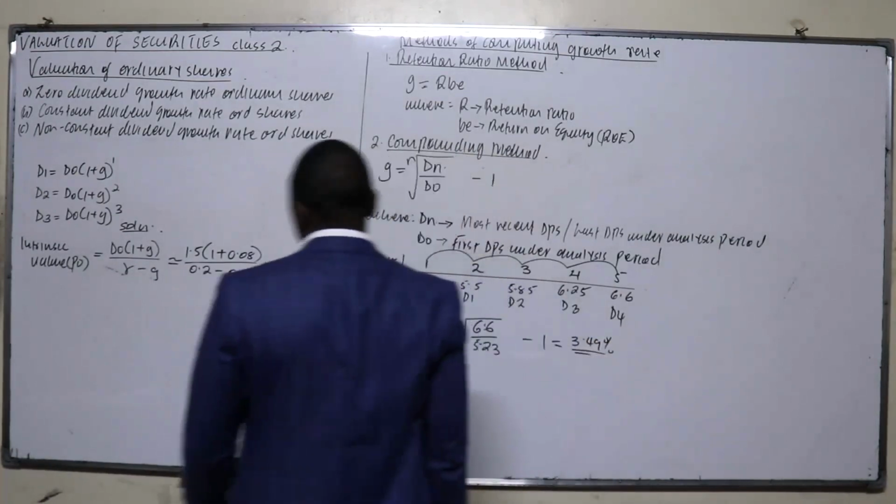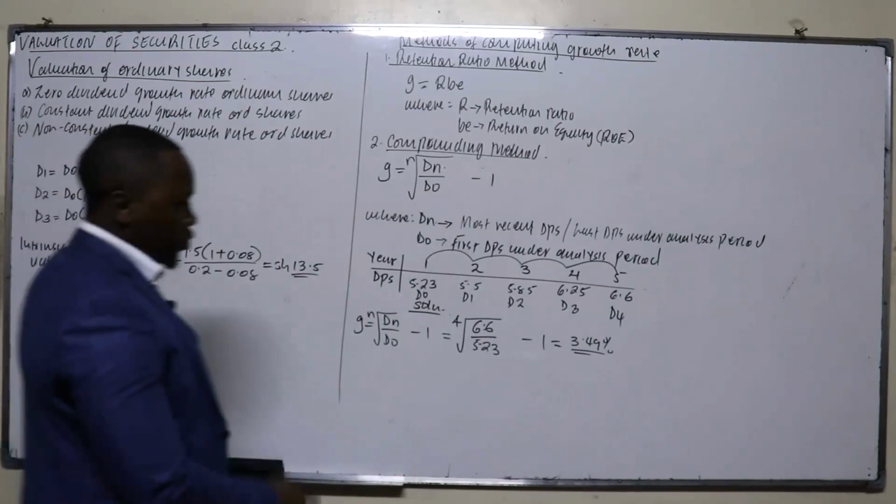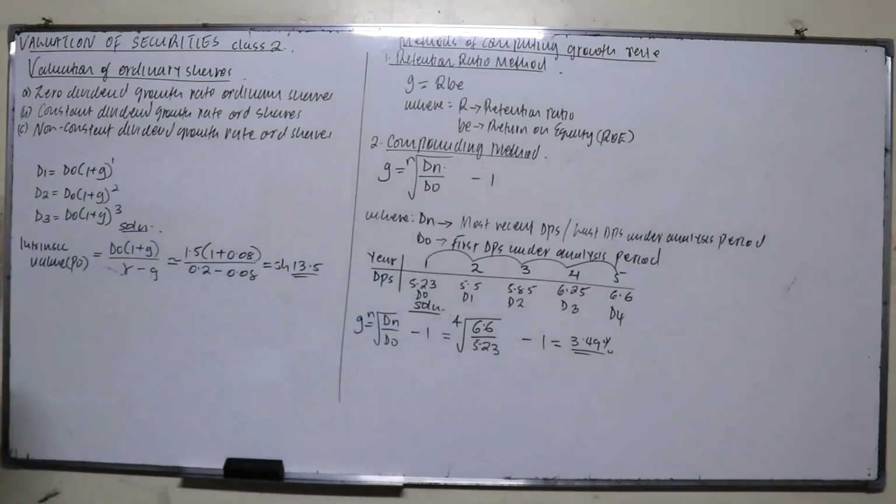3.49%. Hope everyone is getting 3.49. Hey, are you getting this? That's why I told you to compute. Is everyone getting 3.49? Because I can see now everyone is copying without determining how much was the answer.